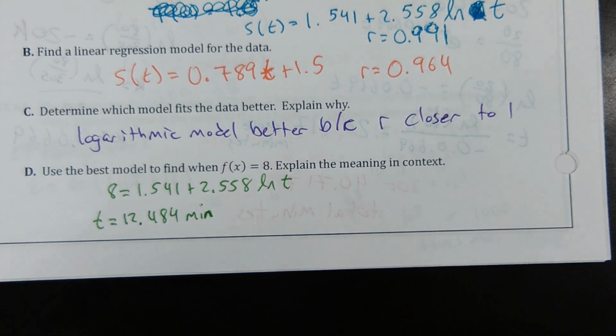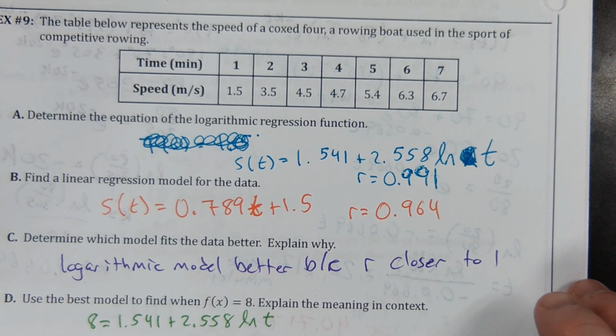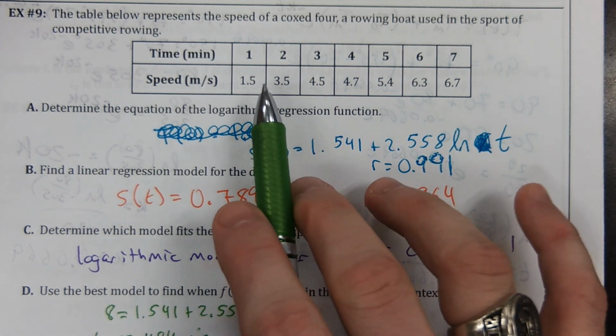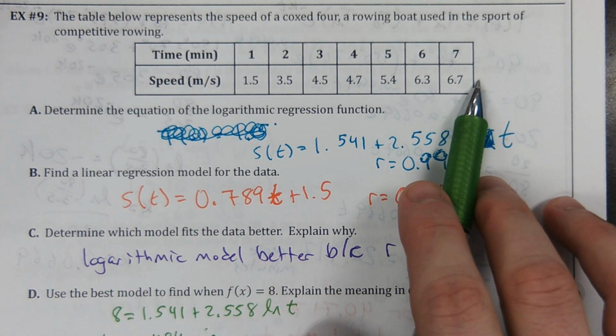It says explain the meaning in context. We should probably read the words. The table below represents the speed of a coxed boat, a coxed 4, which is a rowing boat used in the sport of competitive rowing. Okay? These are times. These are the speeds at those times.